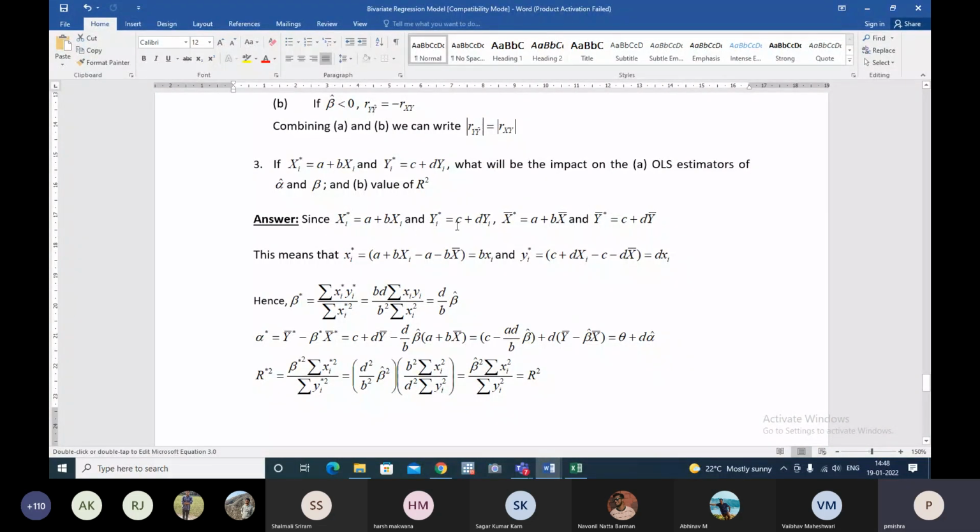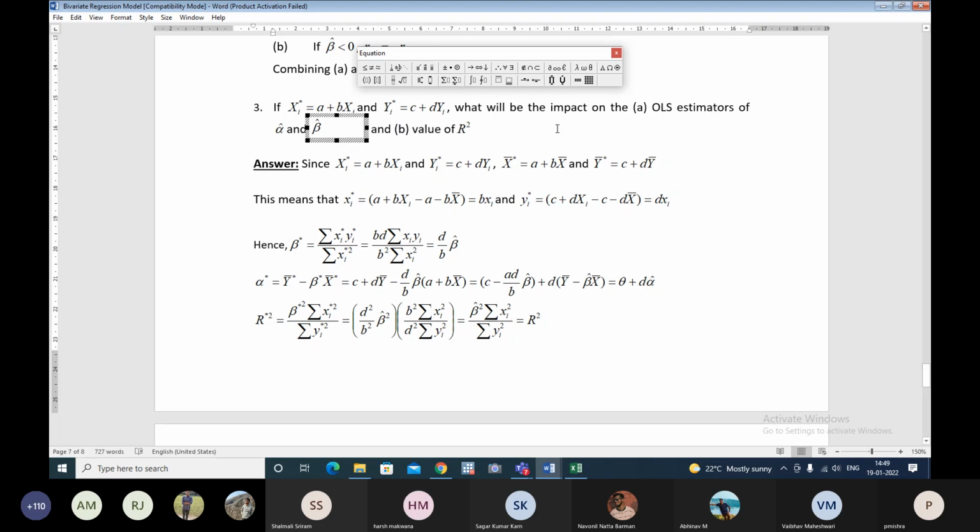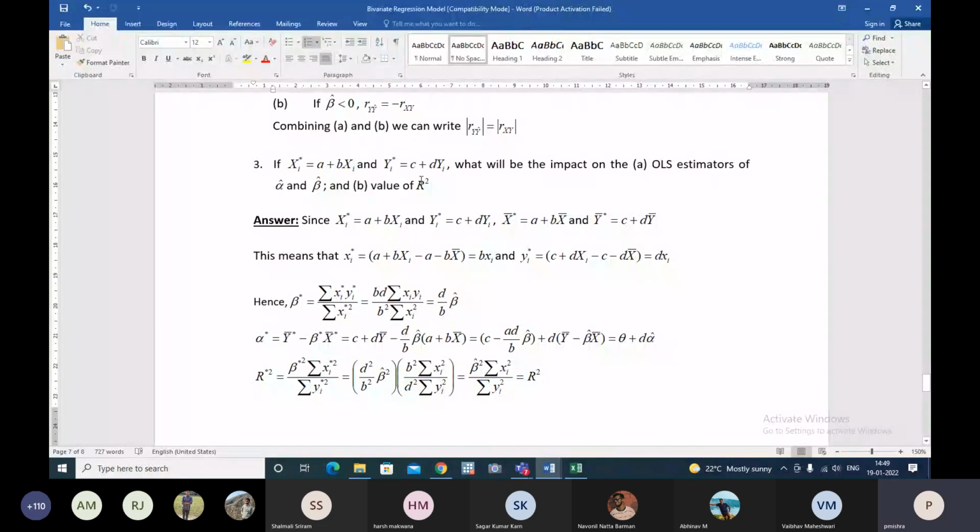So yi star is equal to c plus d yi, and accordingly we will get the arithmetic means, that is x star bar is equal to a plus b x bar and y star bar as c plus d y bar. My question here was, how will such changes in origin and scale of the variables affect the OLS estimators alpha hat and beta hat, and also the value of R square.